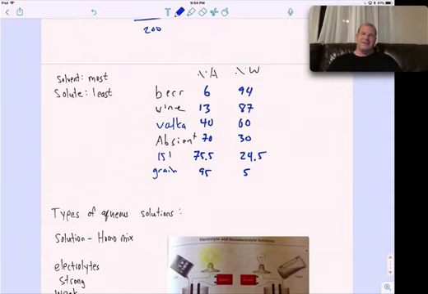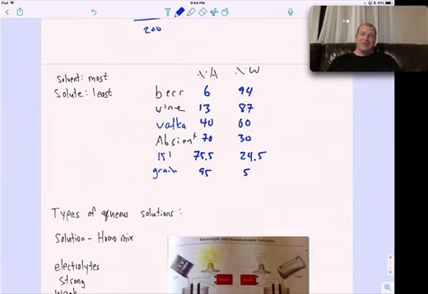Absinthe depends on the type. You can get as high as 70%. Now, 70% here, alcohol is the solvent and water is the solute. And 151 proof, you get on to grain alcohol, which is 95% alcohol and 5% water.